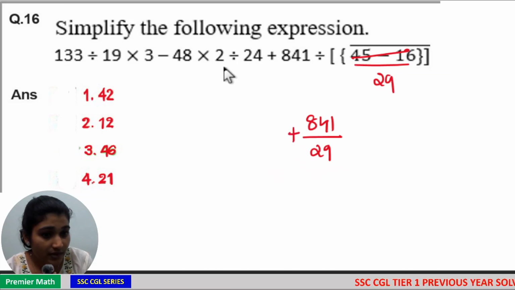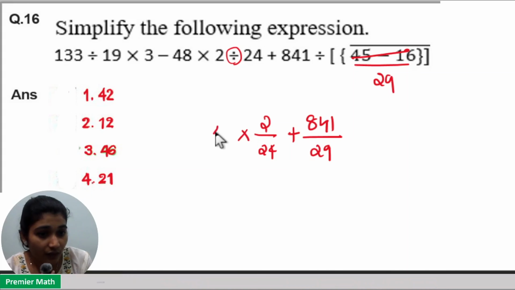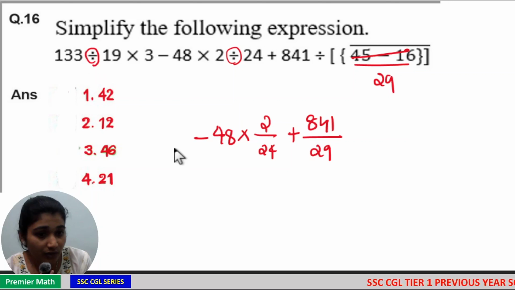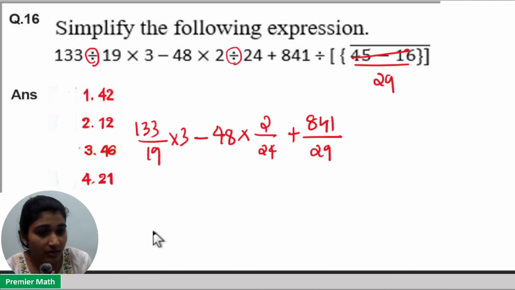Here we have plus and here we have division. So 2 divided by 24, and here into, and here we have 48 and minus, here give priority to division. So 133 divided by 19 into 3 minus 48 into 2 divided by 24 plus this one.